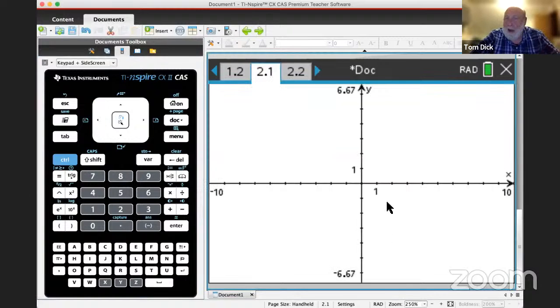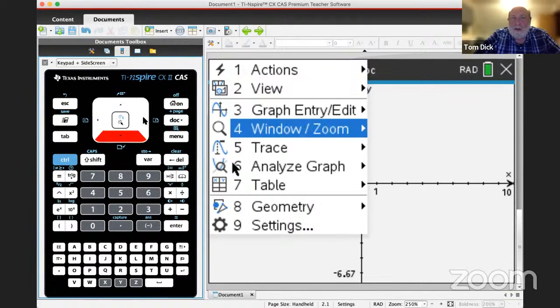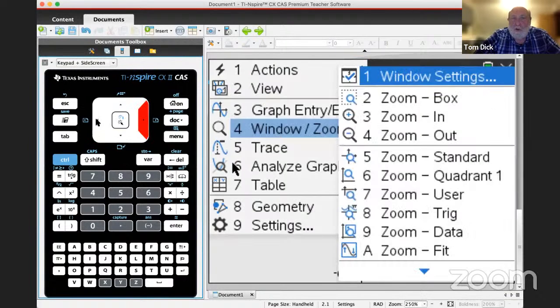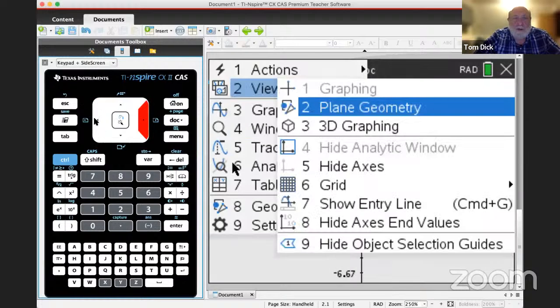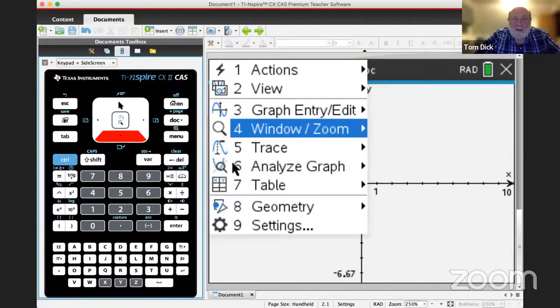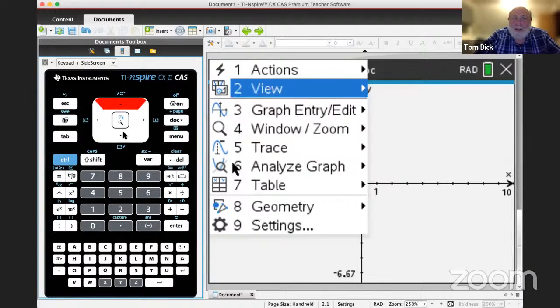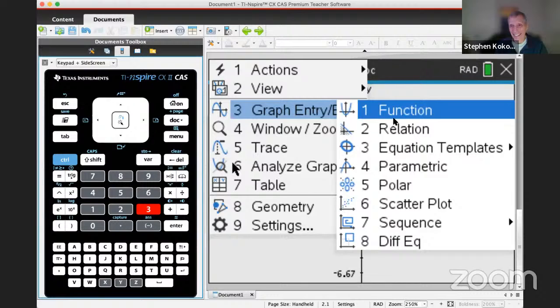All right, so I have a graphing screen here, and I'm going to pull up the menu, and rather than do a function graph, I'm going to do graph entry edit. Oops, got off on the wrong one there. Let's see. There we go. It's skipping. There we go. Okay, I'm just going to hit the number 3. There we go. All right.